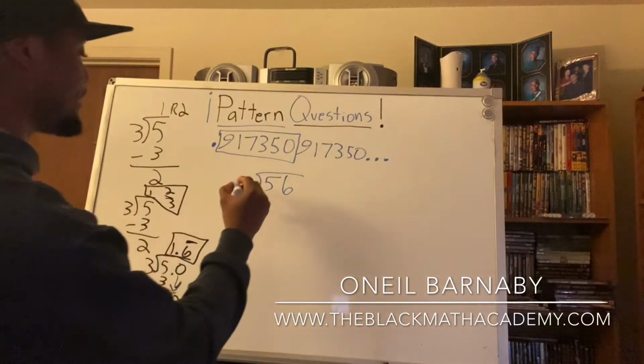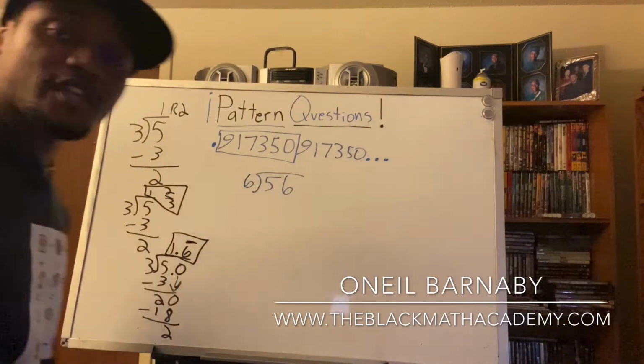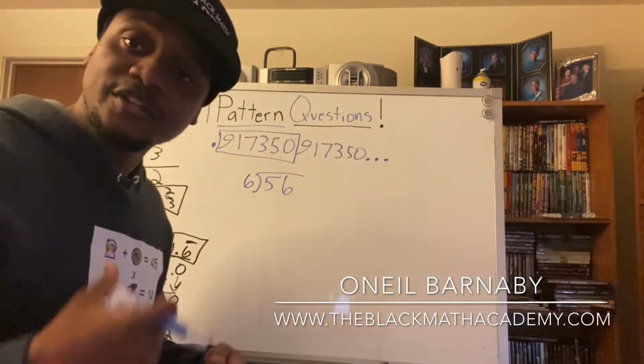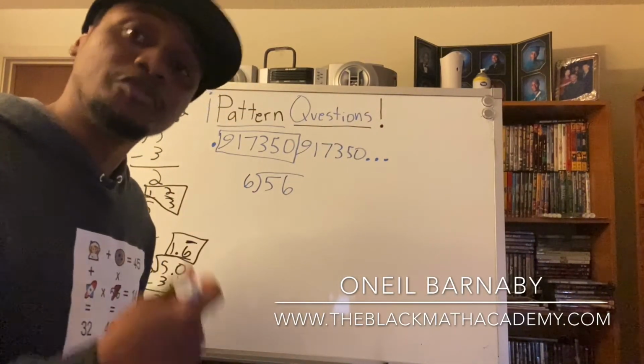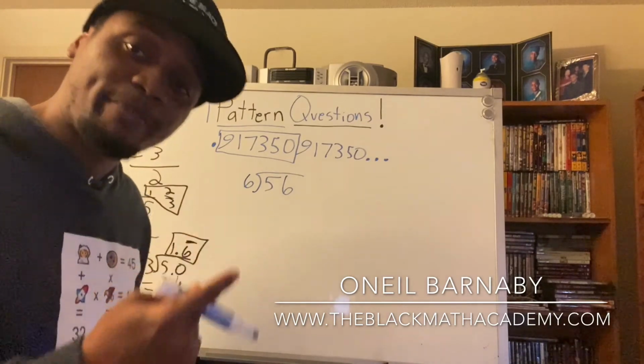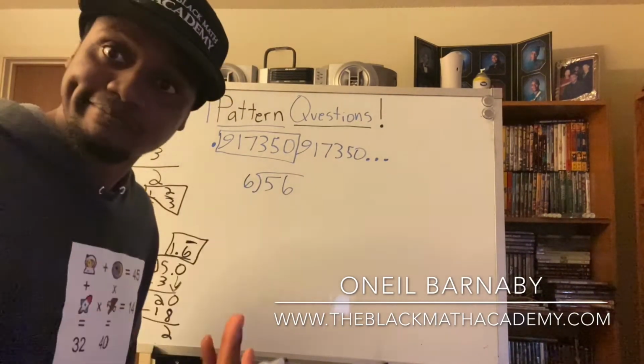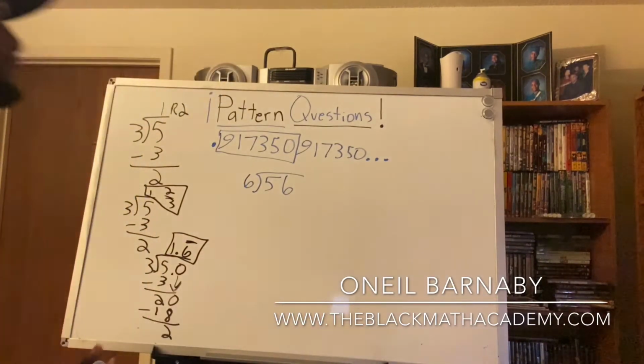So 56 divided by 6 is what we're doing in terms of long division. And the goal is to find the remainder. The remainder is going to tell us what spot in the pattern is the 56th spot in the decimal. So let me show you.